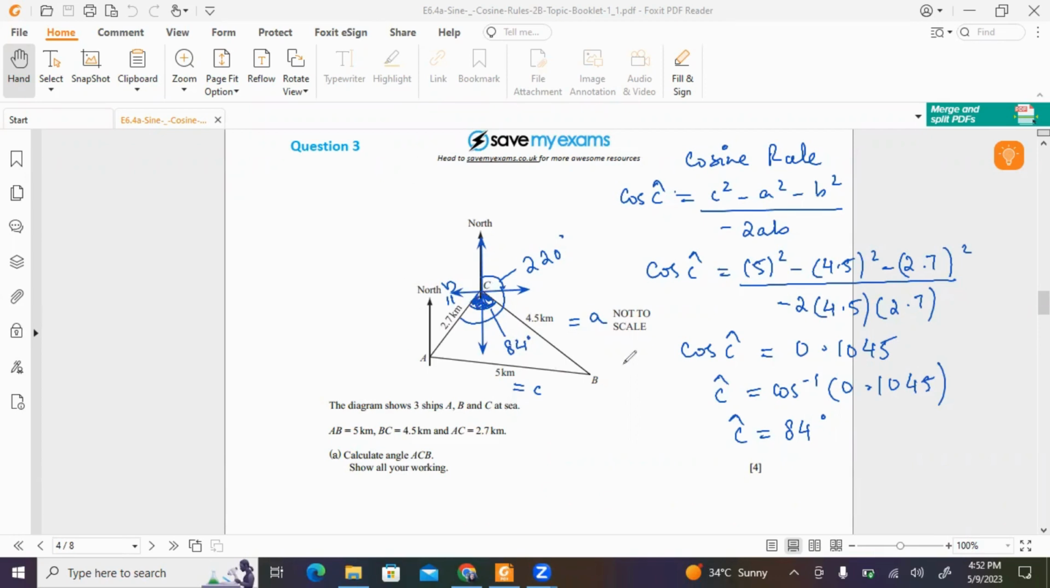So we have to calculate the bearing of B from C. If we subtract 84 from 220, that gives us the bearing of B. So the bearing of B from C equals 220 minus 84, which gives us 166 degrees. That is your answer.